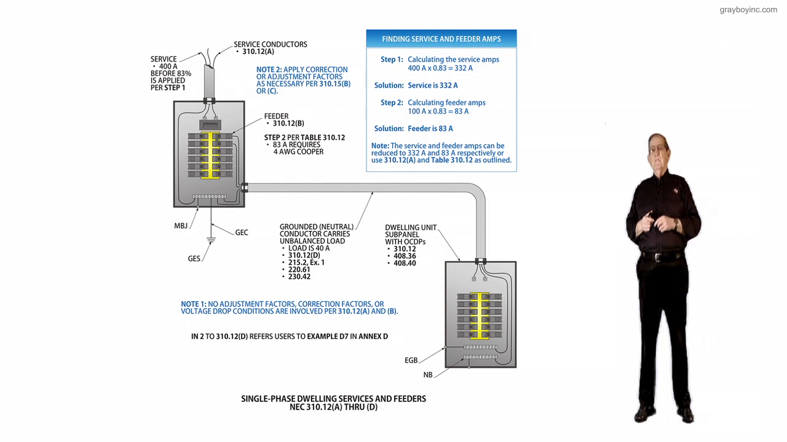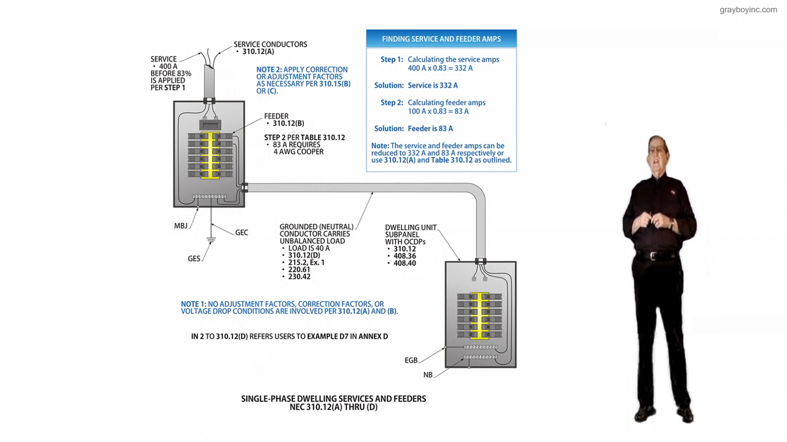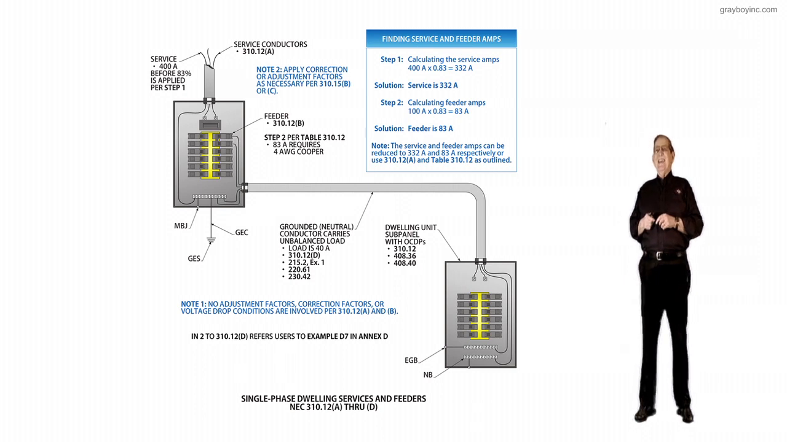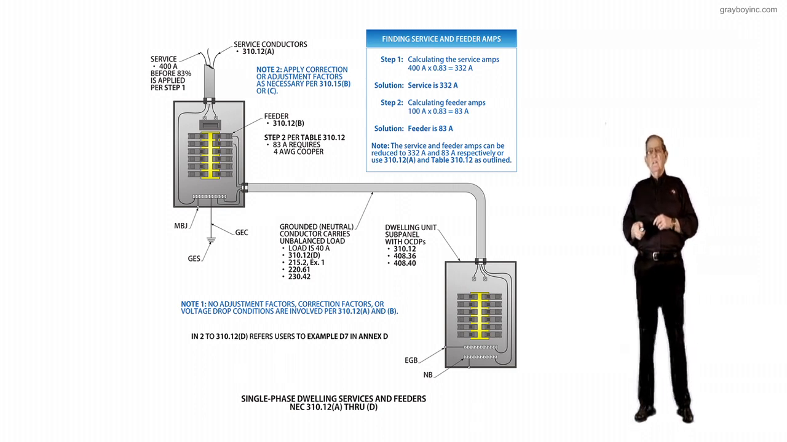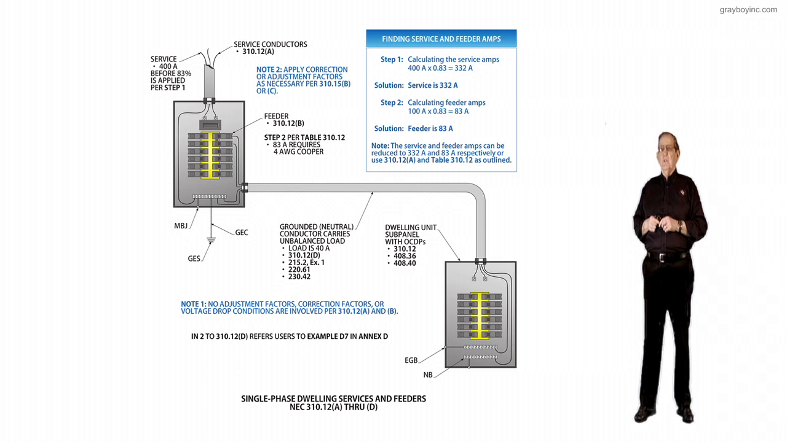And if you wanted to see exactly the calculation example, you'd look at information note 2 to 310.12D as in dog, and it would refer the user to example D7 in Annex D. You see that's in a call out there for you to look at.